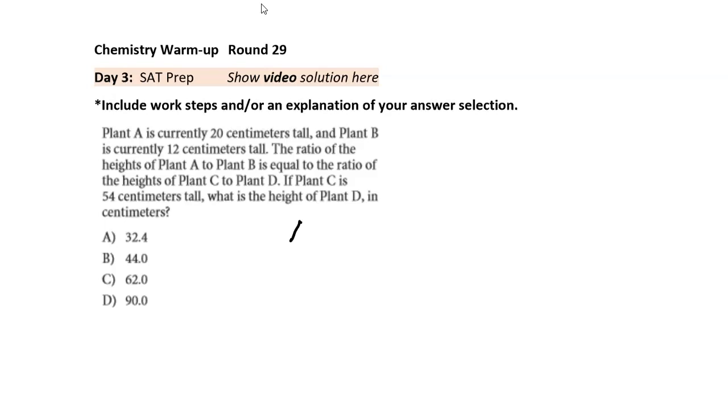When I compare the height of plant A to the height of plant B, that ratio will be equal to that of the height of plant C to the height of plant D. This is called a proportion. Let's fill the numbers in. One of them will be missing, and then we can solve the resulting equation.